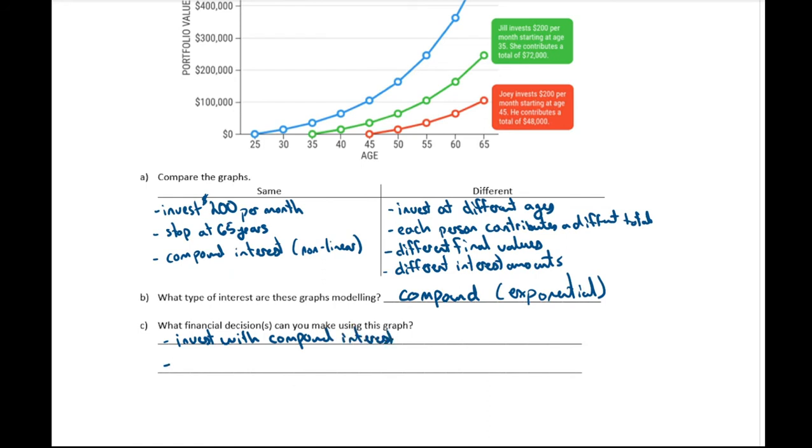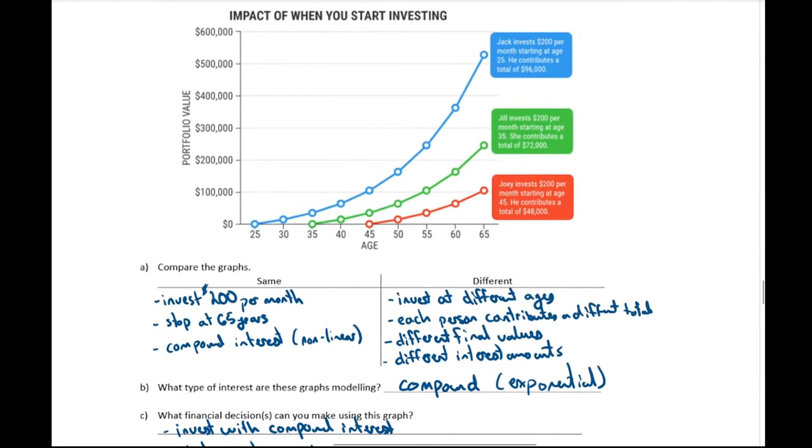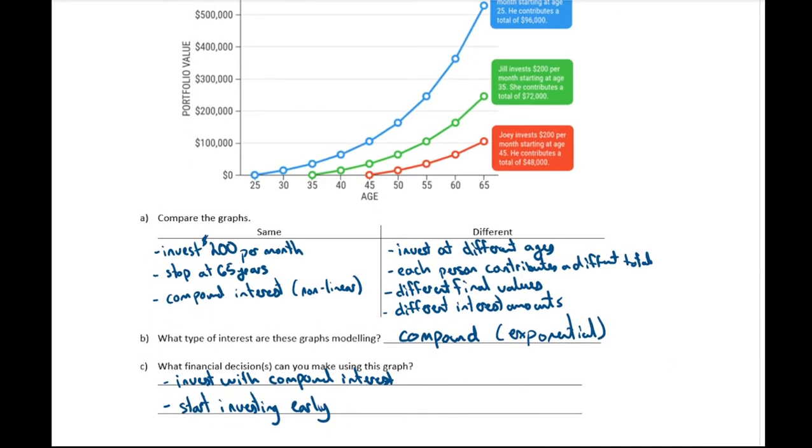And the other one is start investing early. Right? Because you see there's quite a difference if you start earlier compared to later. So if you have the option, just try to invest or at least save money as early as possible because it will build up over time, especially if you are using compound interest.